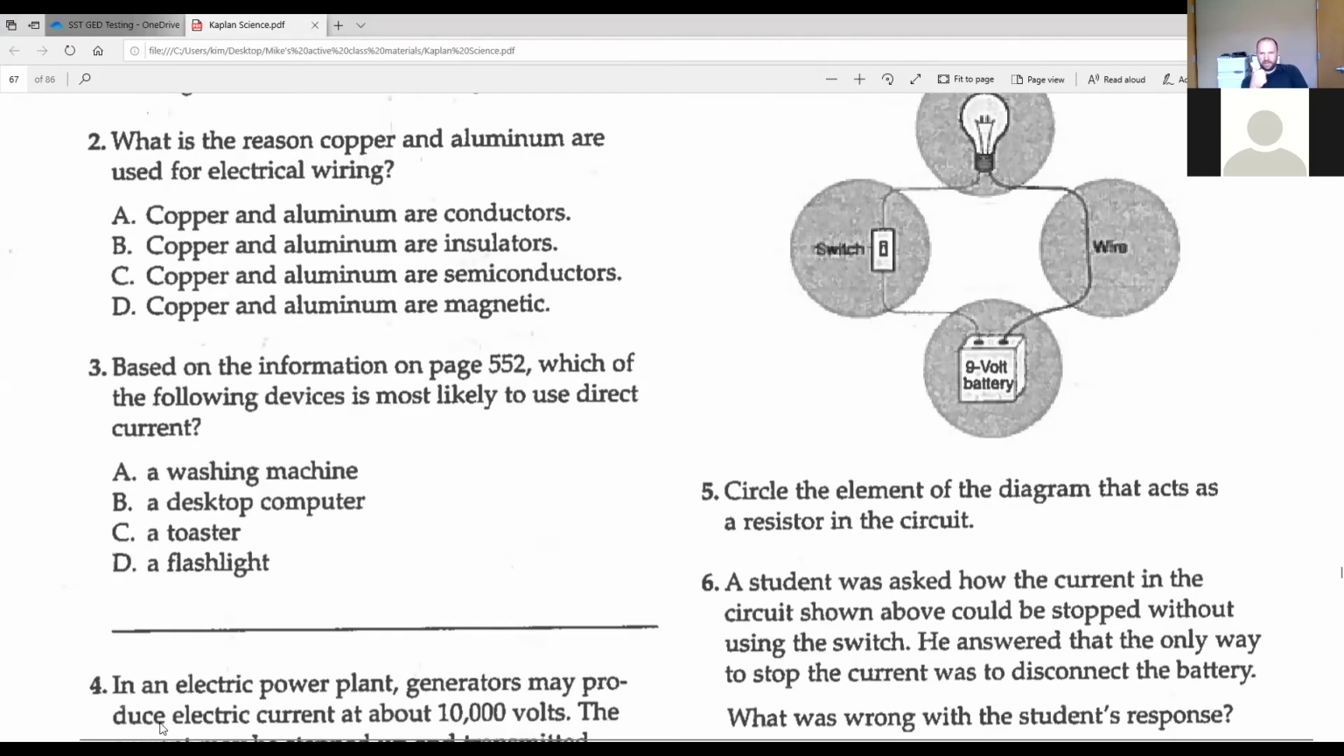So our options are A, washing machine, B, a desktop computer, C, a toaster, D, a flashlight. So remember, typically anything that is using electrical wiring, in other words, if you have to plug it in, chances are it's using alternating current because electrical wiring is electricity going in both directions. The washing machine plugs in, not the right answer. A desktop computer, typically plugged in, right? Not a laptop, but a desktop that plugs in using alternating current.